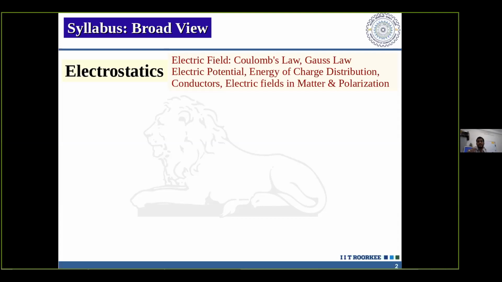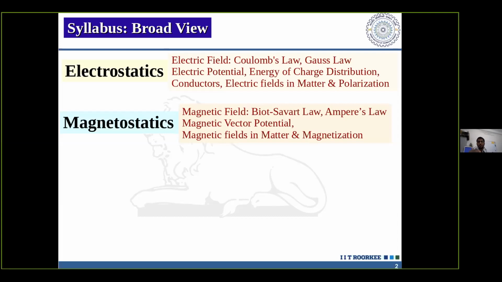The second part of this syllabus is magnetostatics. Again, you can see the parallel between electrostatics and magnetostatics. The first thing that we talk about in magnetostatics is the Biot-Savart law, like we talk about Coulomb's law in electrostatics. So these are very general laws. Then you talk about Ampere's law, but Ampere's law is valid, as all of you know, only when there is some sort of symmetry.